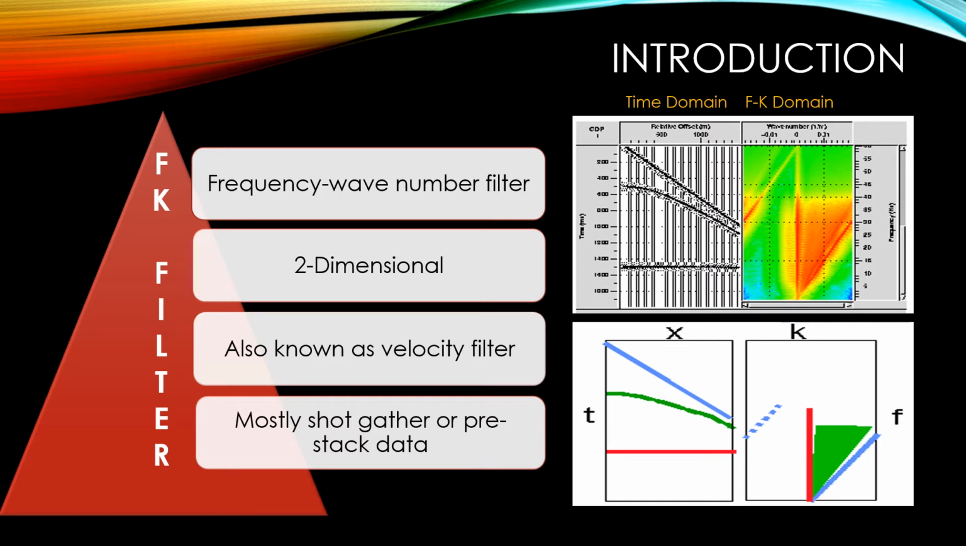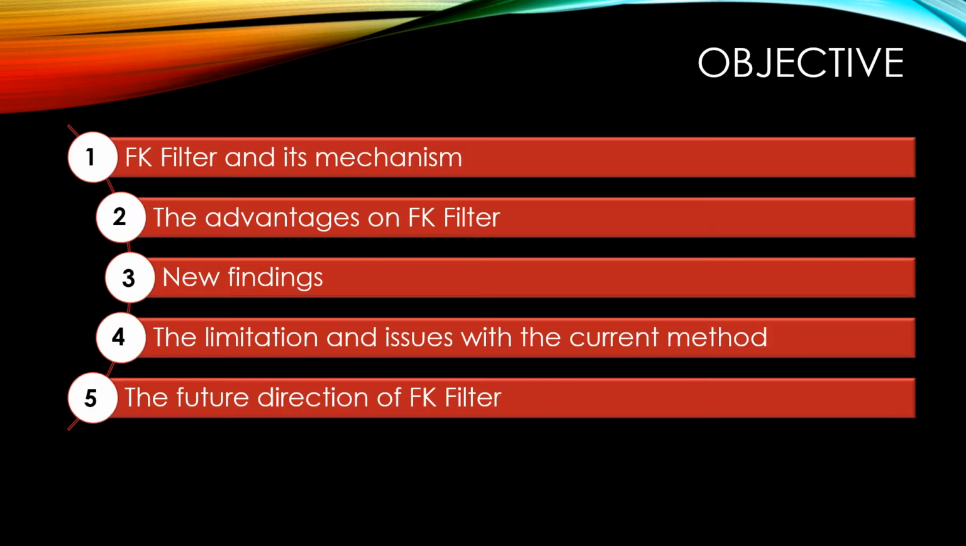FK filter is mostly done on shot gather or pre-set data, but it doesn't mean that it cannot be applied on other data, which we will discuss later on. To summarize the review on the research papers, the objectives of this presentation are: first, we're going to study the FK filter and its mechanism. Second, we're going to take a look at its advantages and the new findings on the method. Third, we will see if there are any limitations or issues with this application. Then, we will talk about the direction of this process or method in the future.